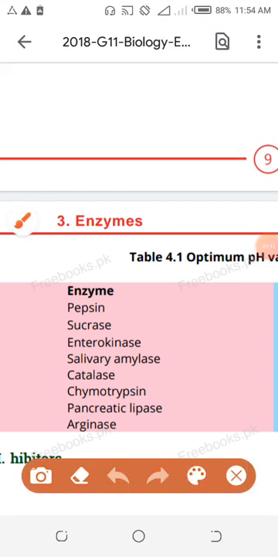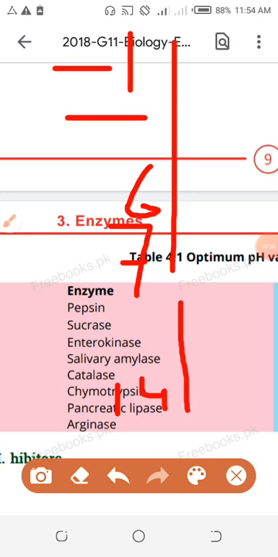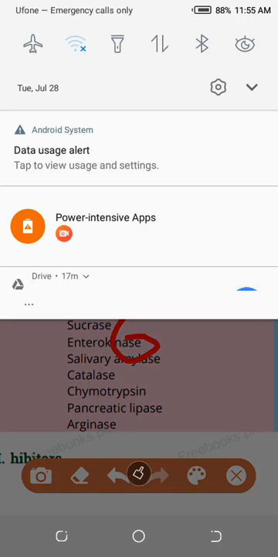One more point I was discussing: the pH value goes from 1 to 14. 7 is neutral. 1 to 6 is acidic, because 7 is neutral, and 8 to 14 is basic. Here we have strong acid, medium acid, and weak acid because it is closer to neutral, then weak base, medium base, and strong base. Now if an enzyme works at 1 to 6, it means it works in an acidic medium.